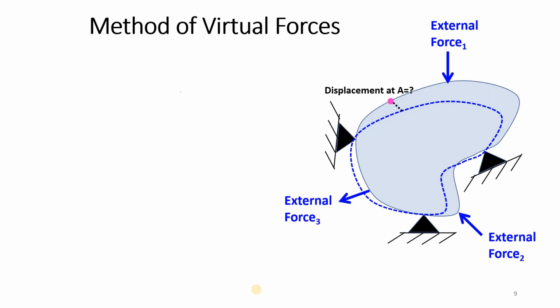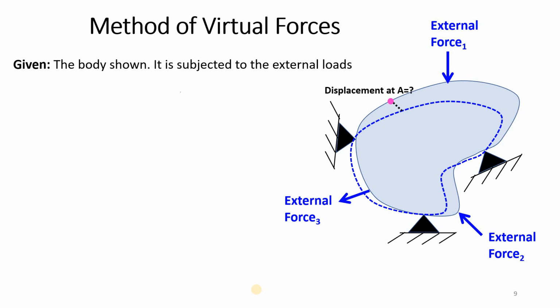Let's first consider the problem statement. We are given a body and it is subjected to a set of external forces, external force 1, 2, and 3, and maybe any number of forces. Also note that there are some boundary conditions imposed by these supports, some restraints. You can see that the points where the supports are attached do not displace, because there are restraints applied at those points. So we have no displacement produced at these 3 points.